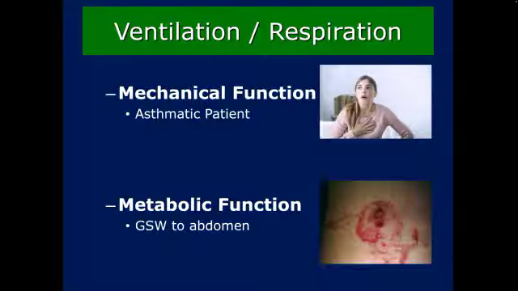In the upper picture here, you have a 17-year-old female who's having an asthma attack. As you've already learned, what's happening inside her lungs is bronchoconstriction is developing. She has a resistance in her lungs, a partial obstruction, which is interfering with her ability to ventilate.